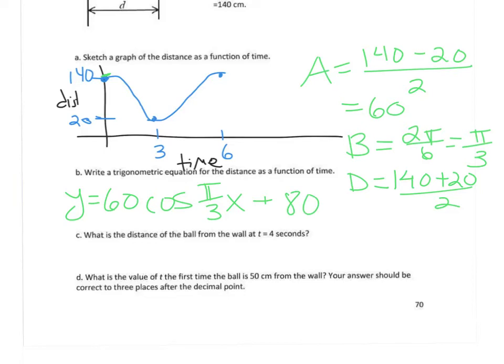So now for t equals 4 seconds, or in my case, I used x instead of t, we're going to substitute 4 in for x. So 4 times pi over 3 is 4 pi over 3. And now you have a choice. You can use your calculator to evaluate that. I remember my special right triangle, so I can get an exact value for 4 pi over 3.